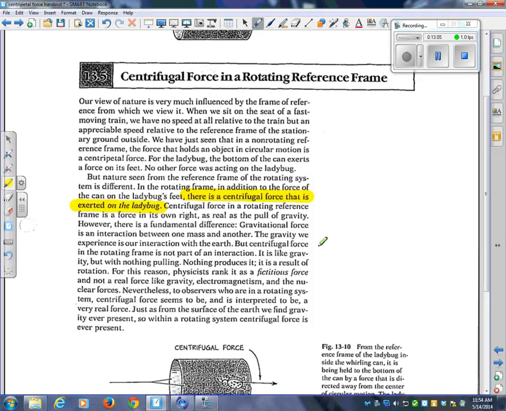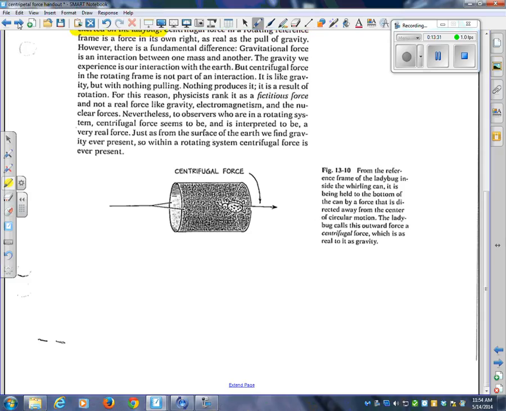For this reason, physicists rank it as a fictitious force and not a real force like gravity, electromagnetism, and nuclear forces. Nevertheless, to observers who are in a rotating system, centrifugal force seems to be, and is interpreted to be, a very real force. Just as from the surface of the Earth we find gravity ever present, so within a rotating system, centrifugal force is ever present. It's there. You might have to read this again to really get it.